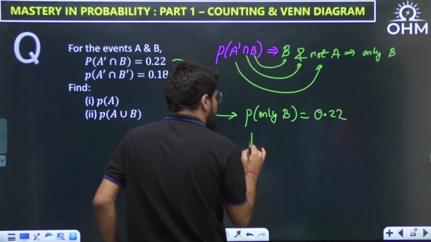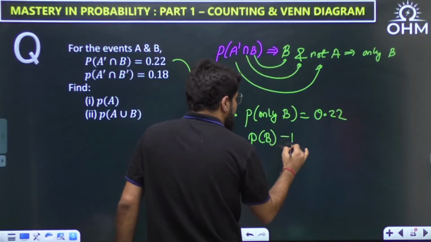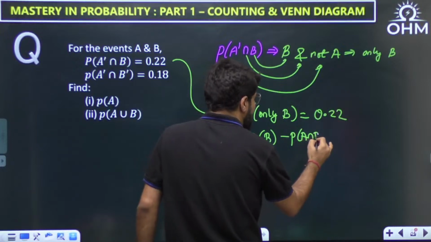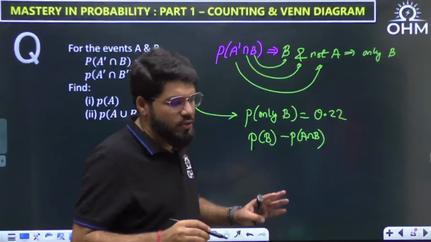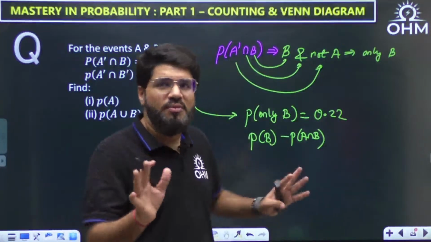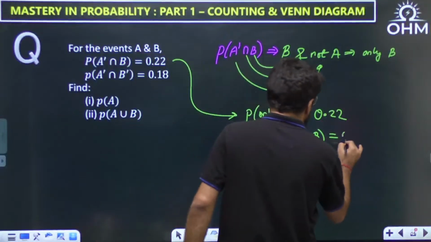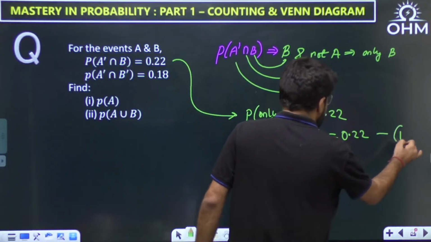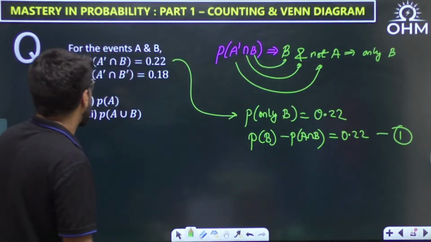And now how do you write down probability of only B? Take the total probability of B and subtract the common part, because I only want B to occur, A should not occur. So the common part I have to subtract, just like I explained to you. This is 0.22. Say this is equation number 1. Okay, let's see what we can extract from here.